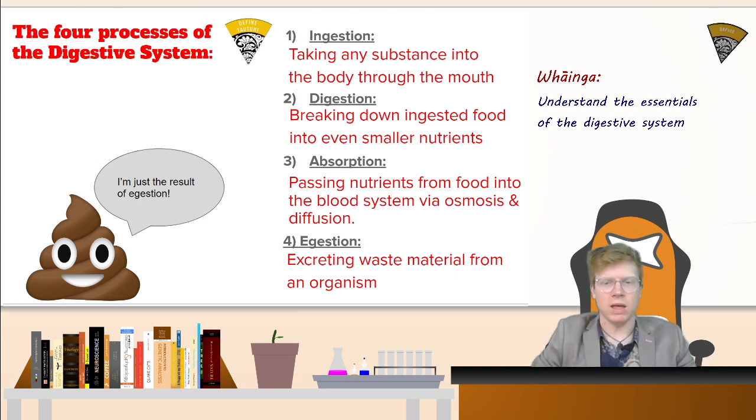Digestion is when we break down our food into even smaller parts, leaving us with things that are able to be taken in. And that process of taking things into our bloodstream is called absorption. And that is when all the nutrients, all the good stuff from the food enters our bloodstream via some processes. And those processes we call osmosis and diffusion. Lovely little processes which we'll go into more detail about in the weeks to come.